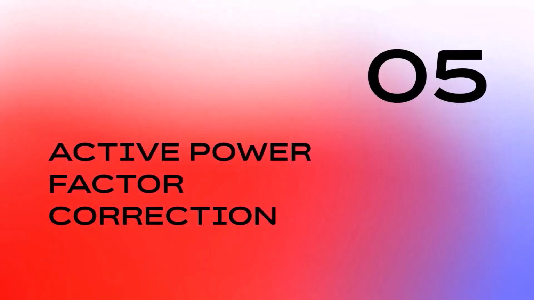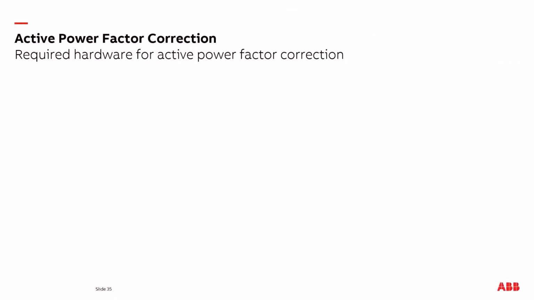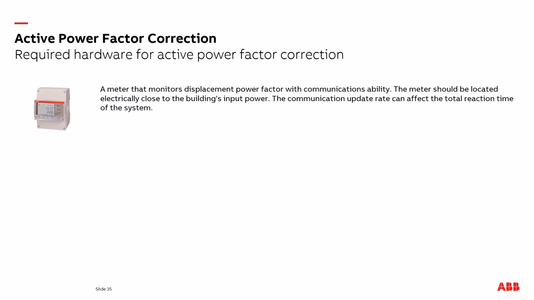In this section, we're going to look at active power factor correction. Our whole objective here is how to actively update a system and correct power factor to save money. One of the things we're going to need in your building or your facility is going to be a meter that monitors displacement power factor and has the ability to communicate with your BMS.